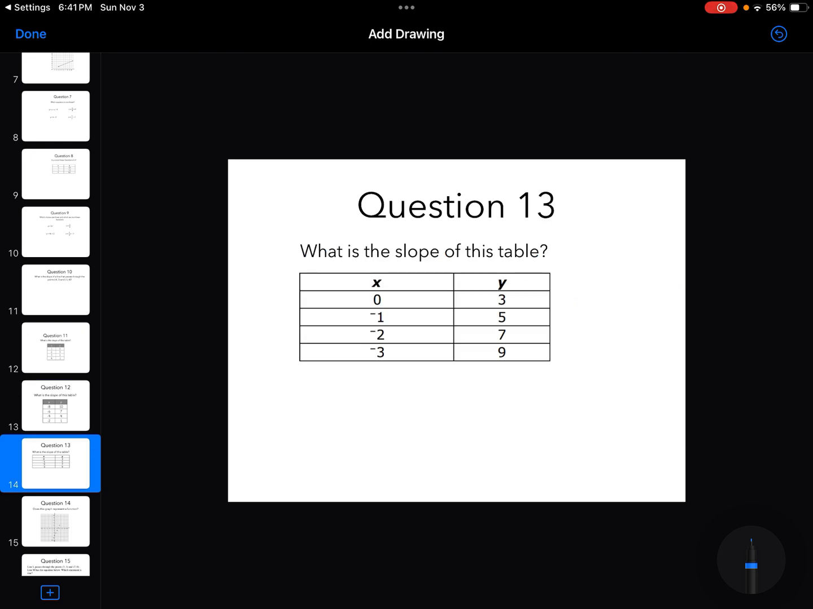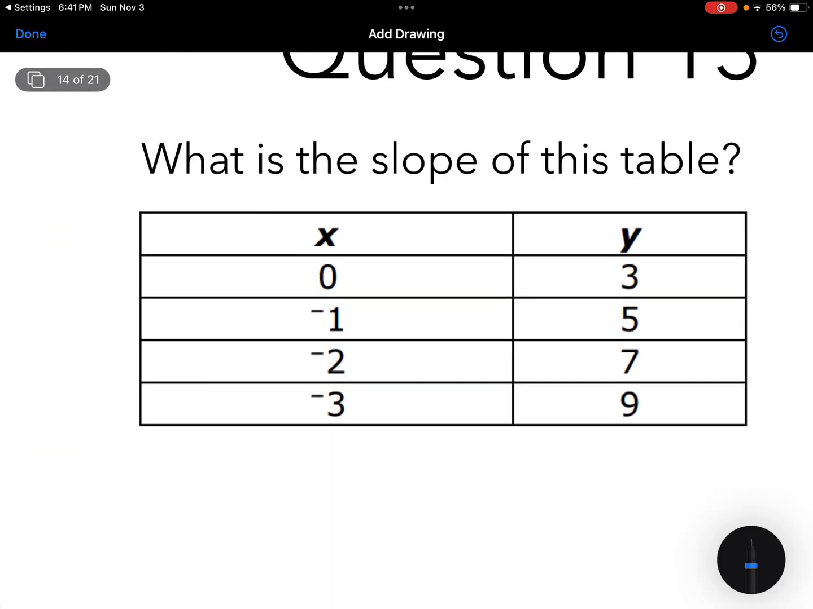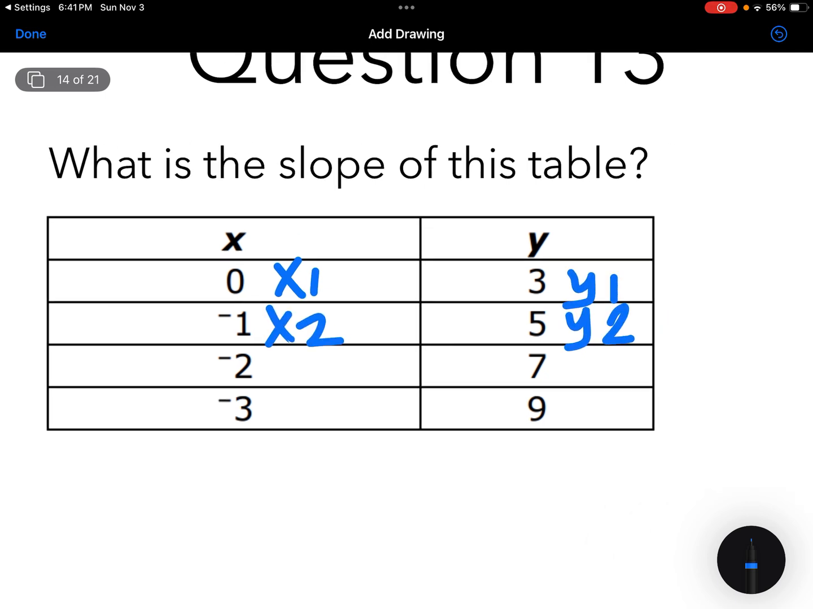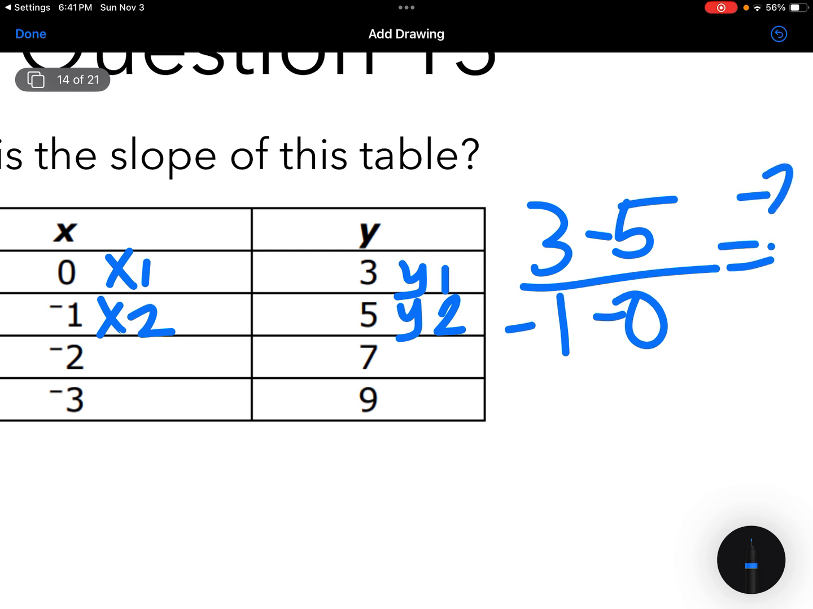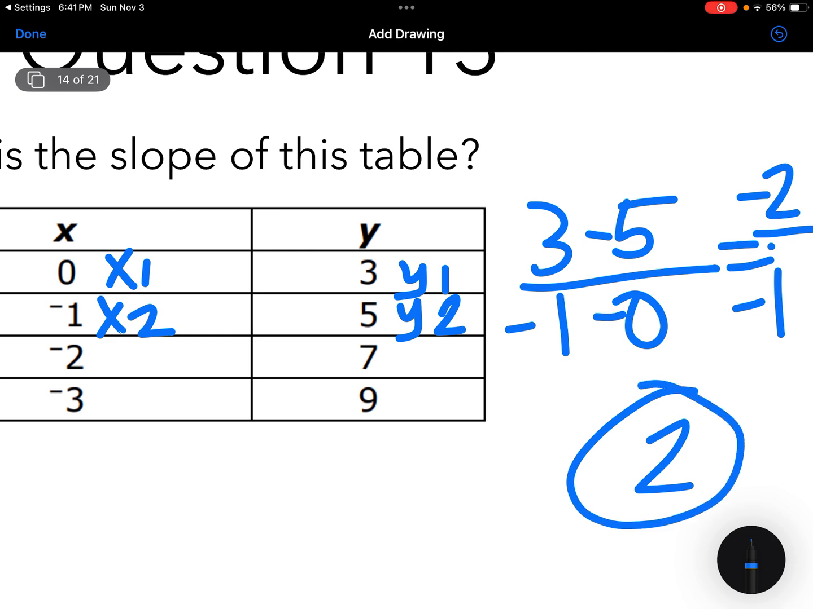If you want to know what's the slope of this table, x1, x2, y1, y2. So we have 3 minus 5 divided by negative 1 minus 0. We end up with negative 2 over negative 1. So that leaves us with a slope of 2.